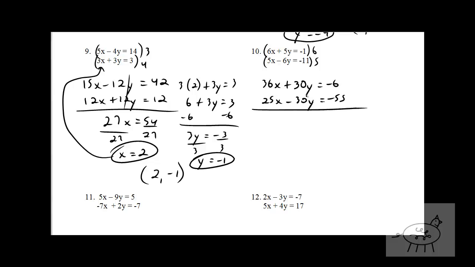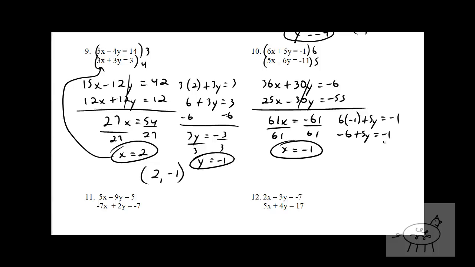Okay, so the y's cancel, and I wind up getting 61x equals negative 61. That's nice. So divide by 61, x equals negative 1. Okay, and then I'll plug that into the first one. So 6 times negative 1 plus 5y equals negative 1. So negative 6 plus 5y equals negative 1. Add 6. So 5y is equal to 5. Divide by 5. Y equals 1. Okay, so your answer for this one is negative 1 comma 1.